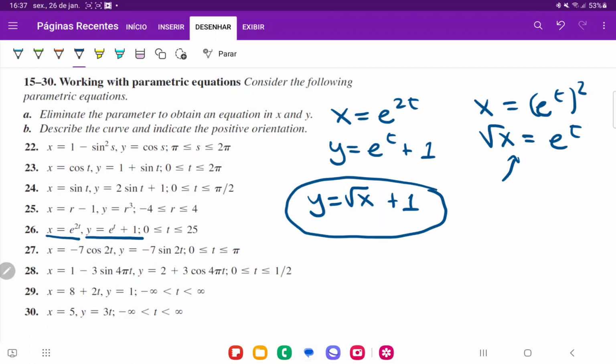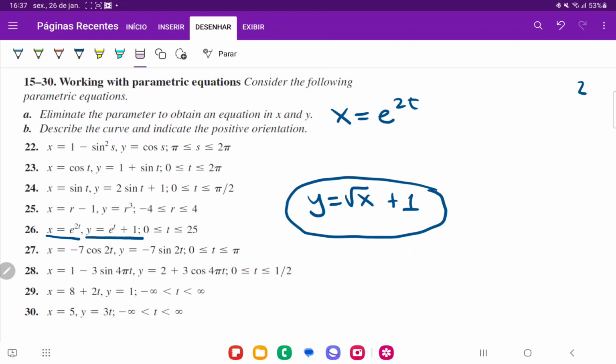However, we are not done yet because the parameter t has restrictions. It goes from 0 to 25. So we do have to put this restriction here, because if we don't, we're just saying that the curve goes on infinitely, which is not true. So what we're going to do here is take the x equation, because now we're treating x as an input, and we're going to see how x is bounded given the boundaries of t.